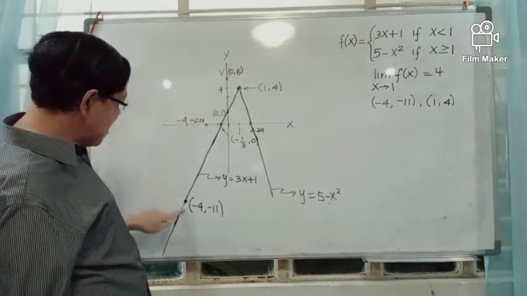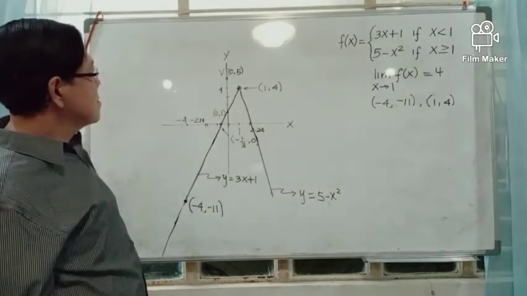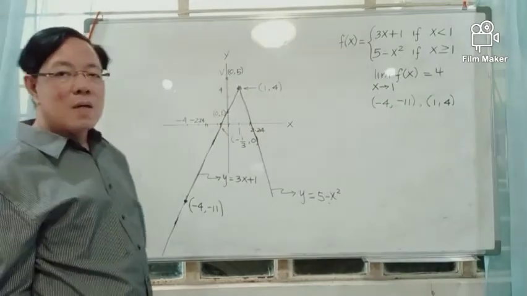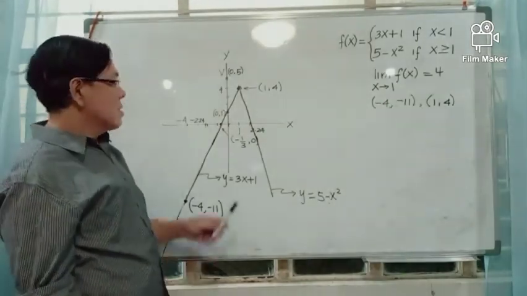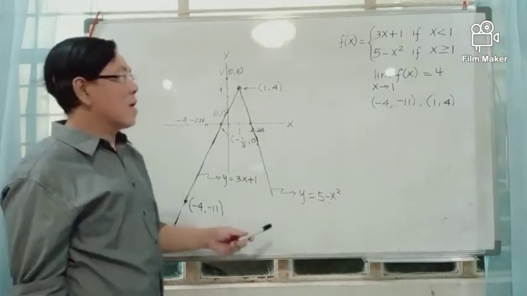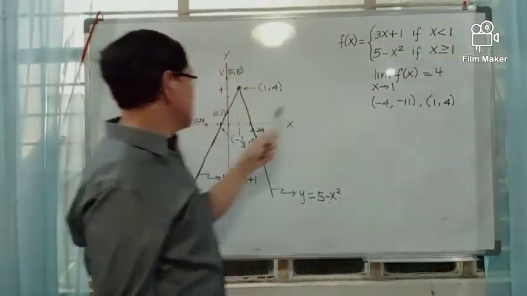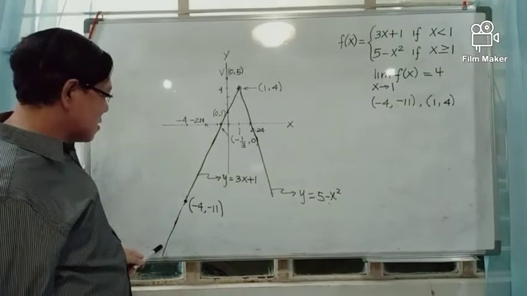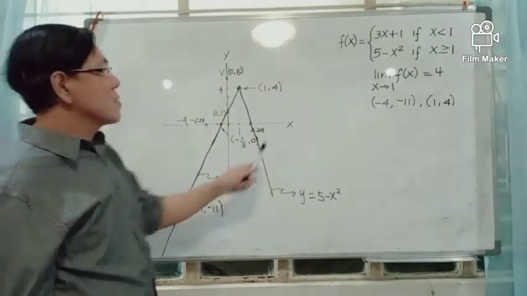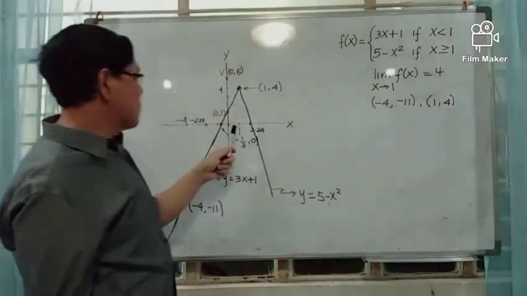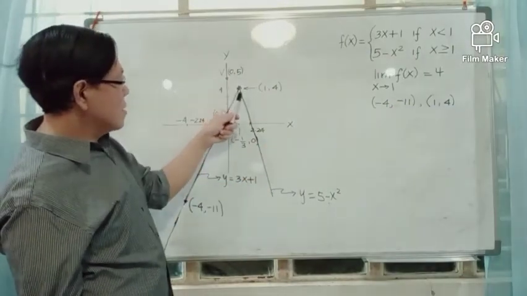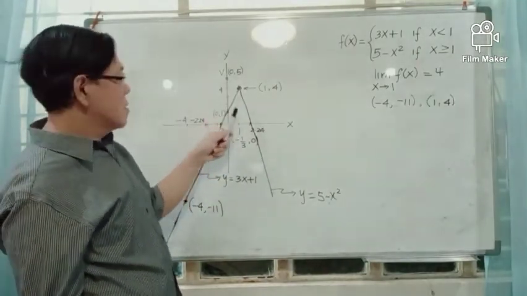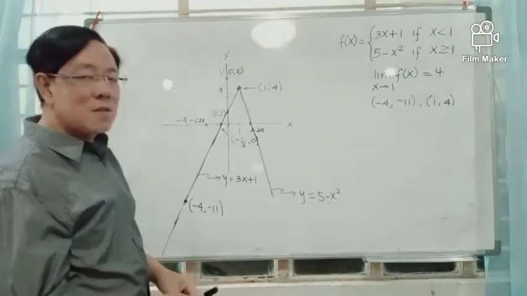And the remaining part of the line and the remaining part of the parabola constitute the graph of the function f of x. This is the complete graph of the function f of x. When x is less than 1, you have this straight line, the graph of f of x. For x greater than or equal to 1, from positive 1, this is the graph of the function f of x. This is a part of the parabola. And this is the graph of the function f of x.